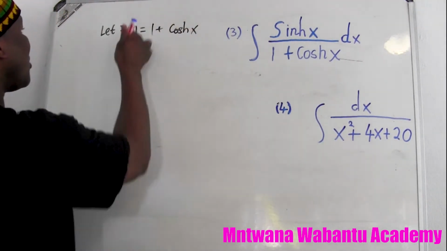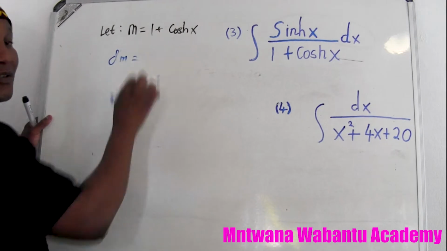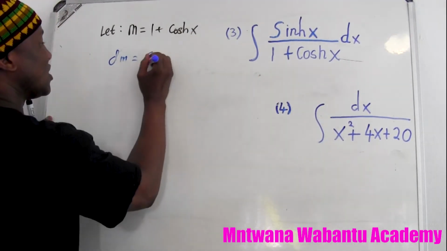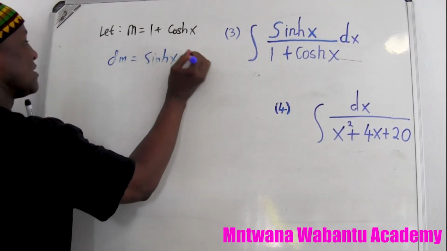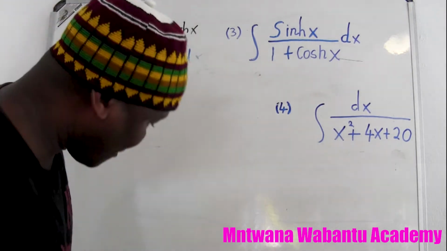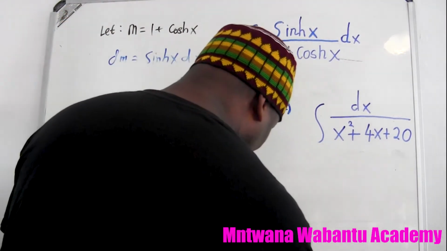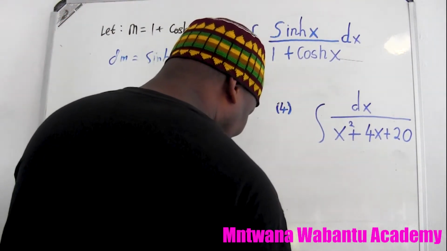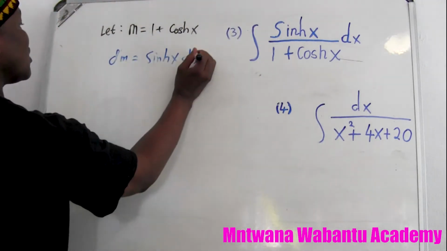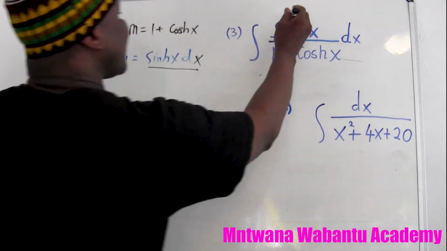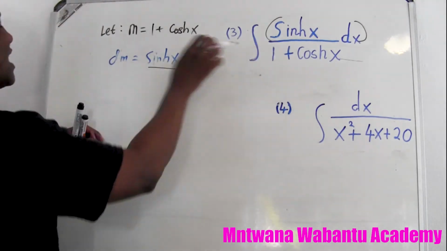So I'm going to differentiate. When you differentiate m, you get dm, and then you differentiate 1, you get 0. Differentiate cosh, you get sinh x dx. So sinh x dx is this one right here. So I'm going to replace sinh x dx with dm.